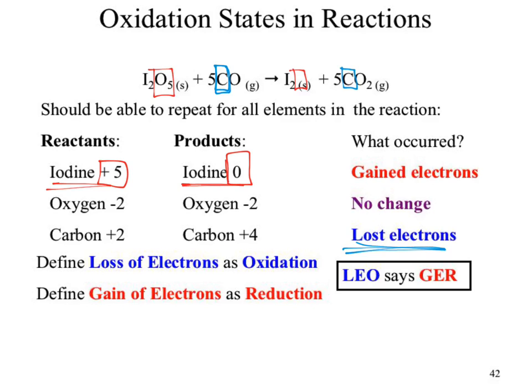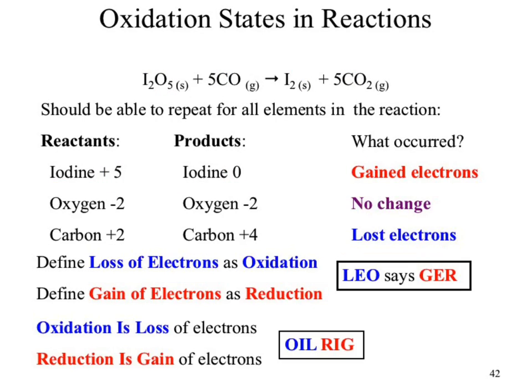I have noticed that other instructors like other methods for remembering this. Has anyone heard another one from their previous class? No. That's good, because I like Leo says grr. I think this other one's dumb. The other one: oxidation is loss. Loss of what? Electrons. But what's the mnemonic device? Oil rig. Where does it say anything about electrons in oil rig? It's just dumb. And that was recorded.